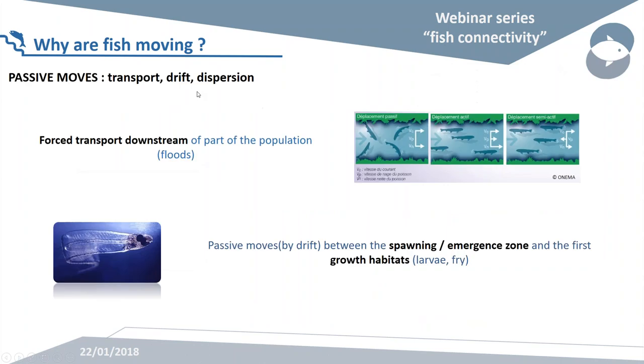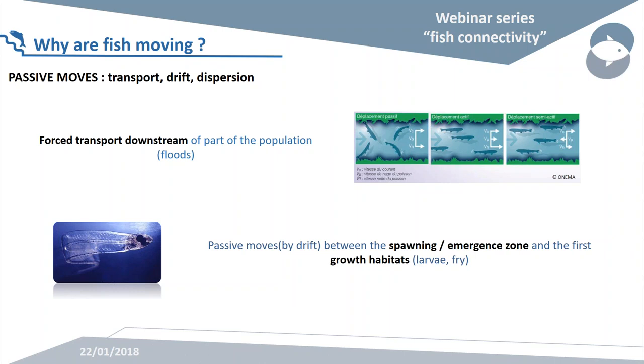So you have the first big category, passive moves, and inside this category there is what we call transport, drift, and dispersion. For example, forced transport downstream of part of the population. So it can move during floods, for example, but also by drift. So this is always also passive moves between the spawning emergence zone and the growth habitats. This is especially for larvae and fry.